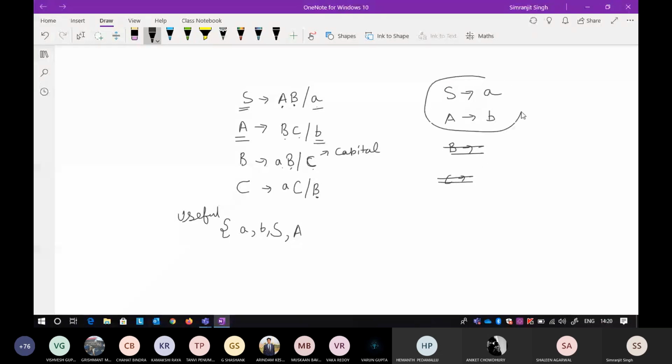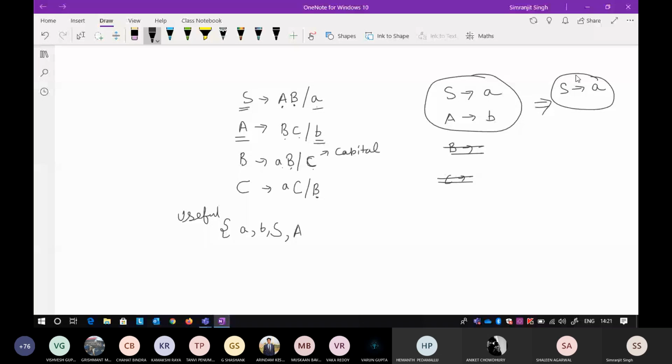Now do not stop here. Also see if it is reachable. The second production should be reachable from the start symbol. So see, this A is not reachable from S. You can directly say that S tends to A. So you can stop here. That is your answer.